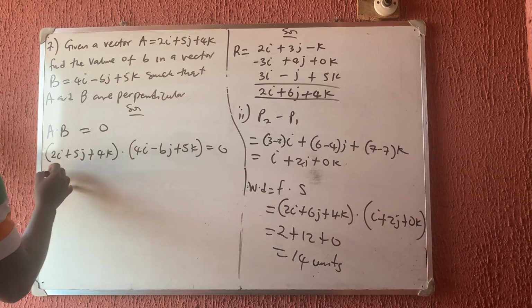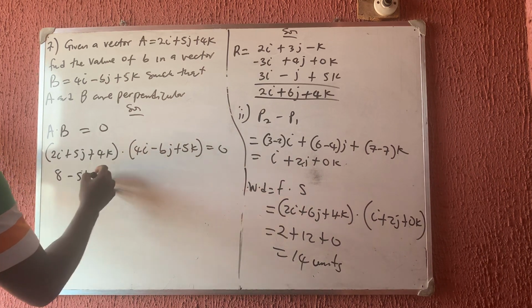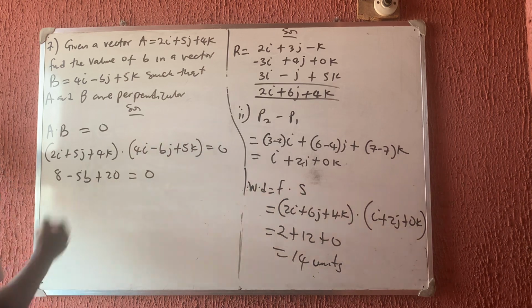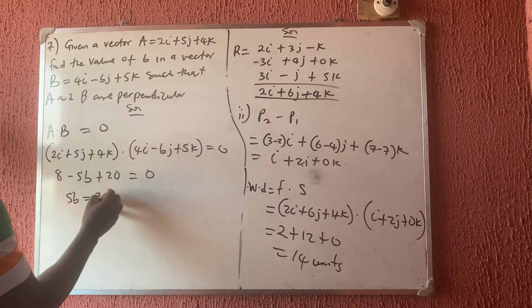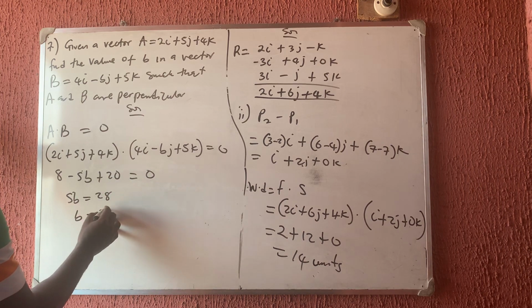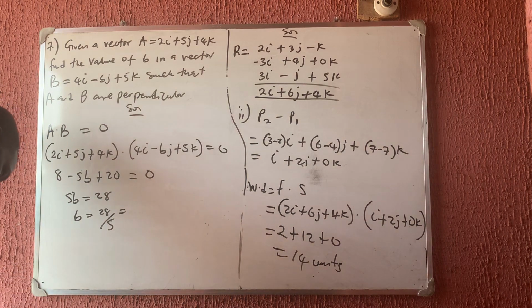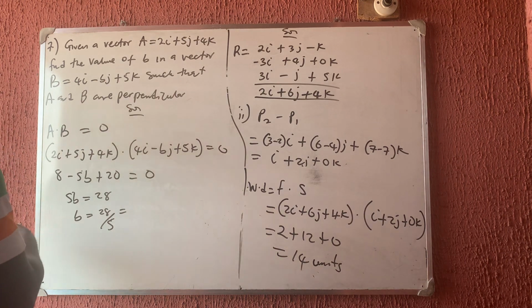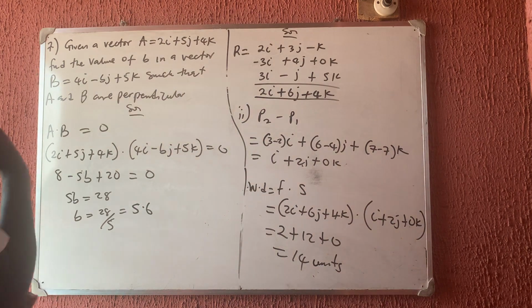So 2 times 4 is 8. 5 times minus b is minus 5b. 4 times 5, 20, is equal to 0. So what do I have? 28. So 5b is equal to 28. So my b will now be 28 divided by 5. I'm going to have 5.6. As simple as that. So go to the next question.